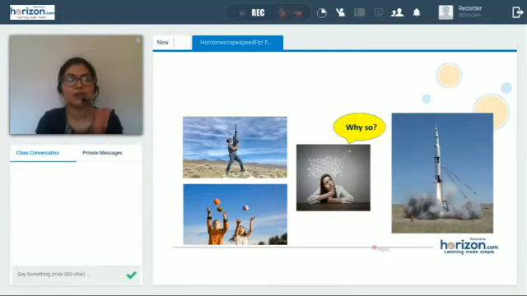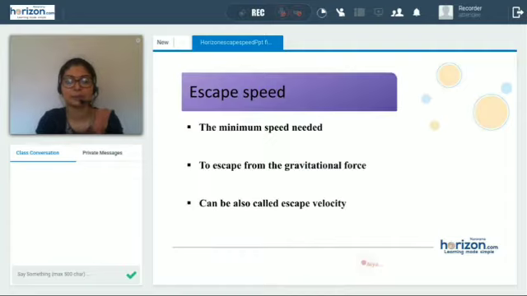So here comes the concept of escape speed. Escape speed is the minimum speed that is needed for any object to get out of the gravitational pull of any planet or surface. It can also be considered an escape velocity, because that speed is related to some direction. That's why it is called velocity also.